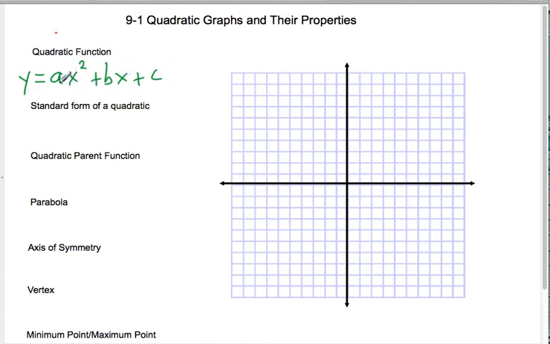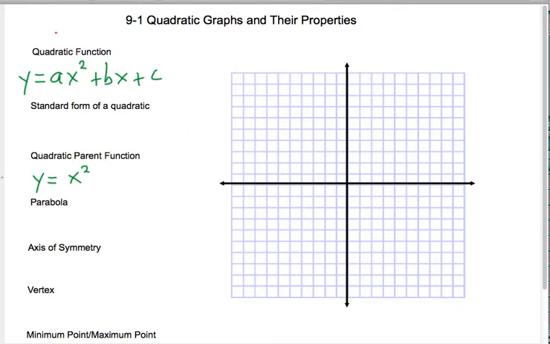Remember, the a, b, and c are not actually variables. That's where the numbers will be, whereas the x squared and the y, those will remain as variables. So this is standard form as well. The quadratic parent function, which is like the most basic version of the quadratic function, is y equals x squared.